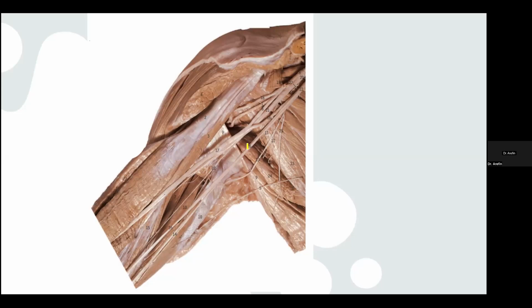The root value of ulnar should be C8 and T1, and median nerve root value will be C5, 6, 7, 8, and T1. Just in terms of ulnar, add C7, 8, T1. Okay, that's fine.